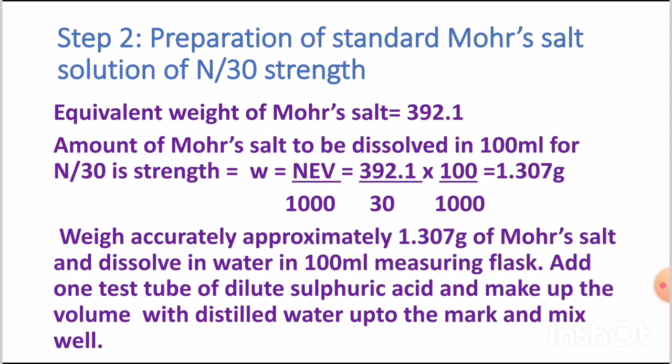So weigh accurately approximately 1.307 gram of Mohr salt and dissolve in water in a 100 ml measuring flask. Add 1 test tube of dilute sulfuric acid and make up the volume with distilled water up to the mark and mix well.